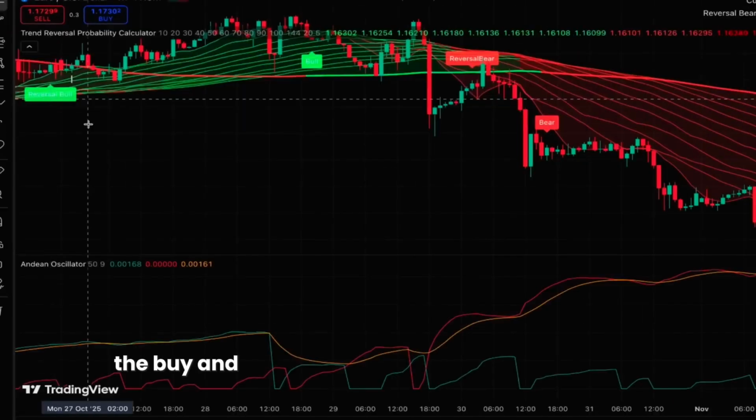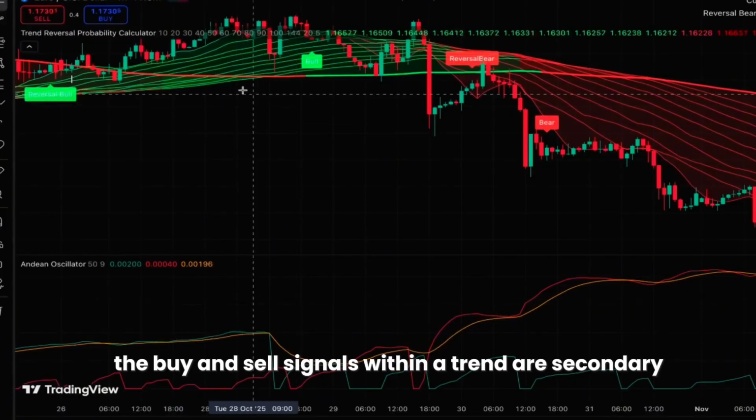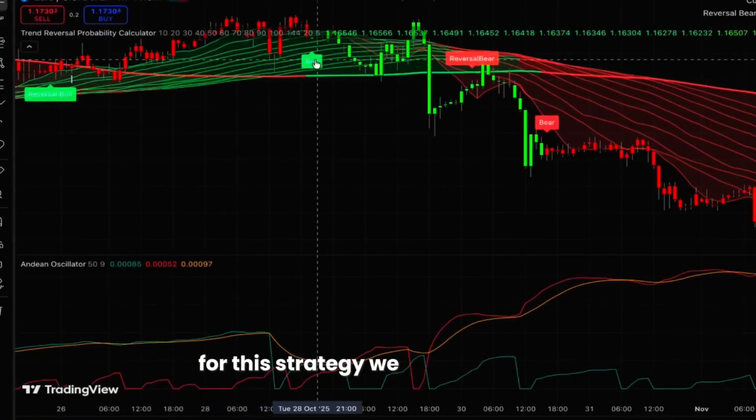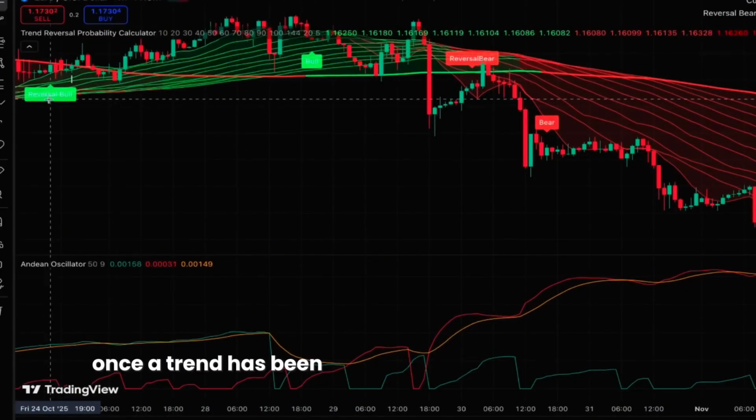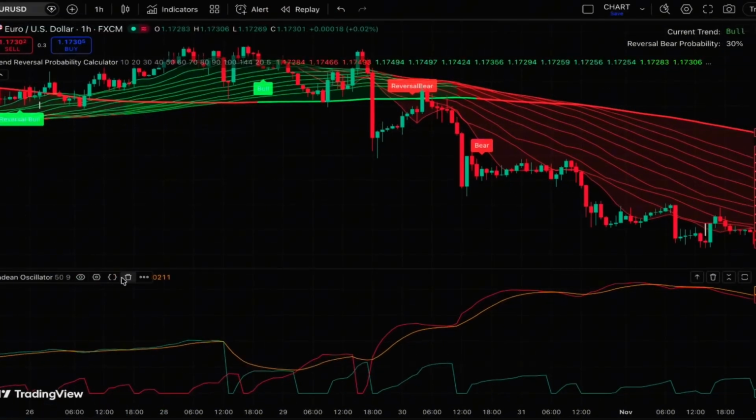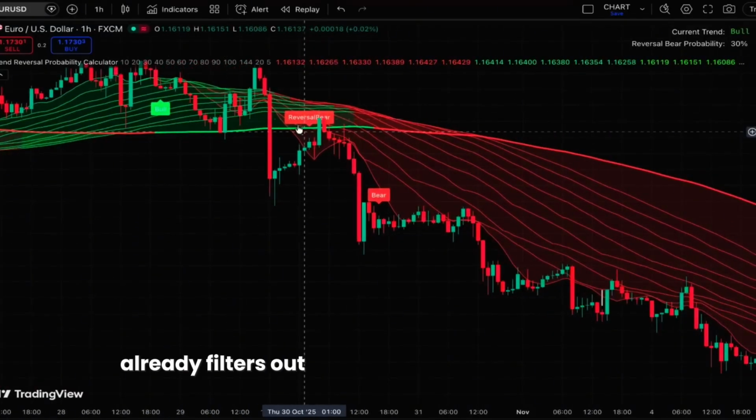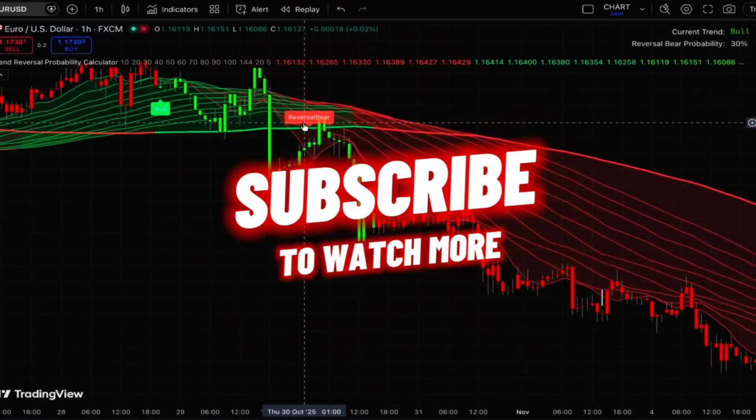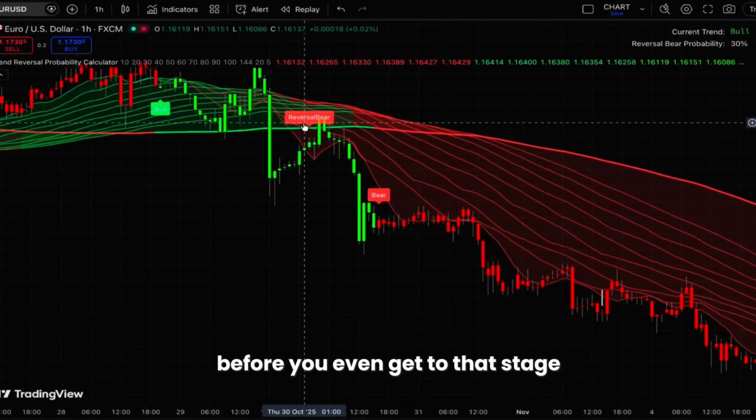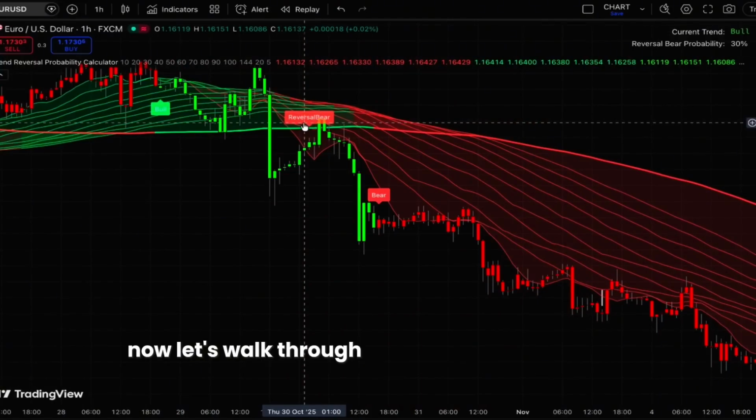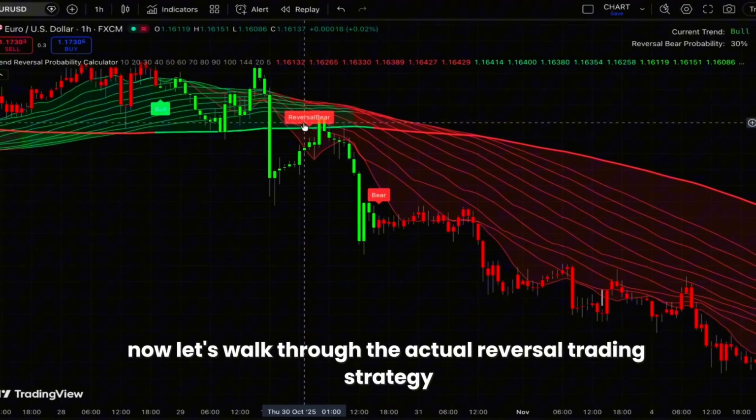Regardless, the buy and sell signals within a trend are secondary for this strategy. We only act on them once a trend has been clearly confirmed and established. And as you'll see in a moment, the reversal confirmation process itself already filters out many of those premature signals before you even get to that stage. Now, let's walk through the actual reversal trading strategy.